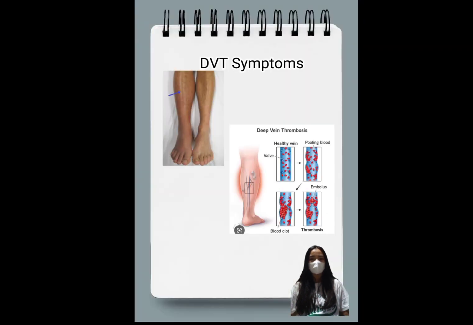DVT symptoms include swelling and redness in the leg, pain, warmth. Liver disease symptoms include pain in the upper right side of your abdomen, swelling in your legs and ankles, cramps in your legs and feet, itching.